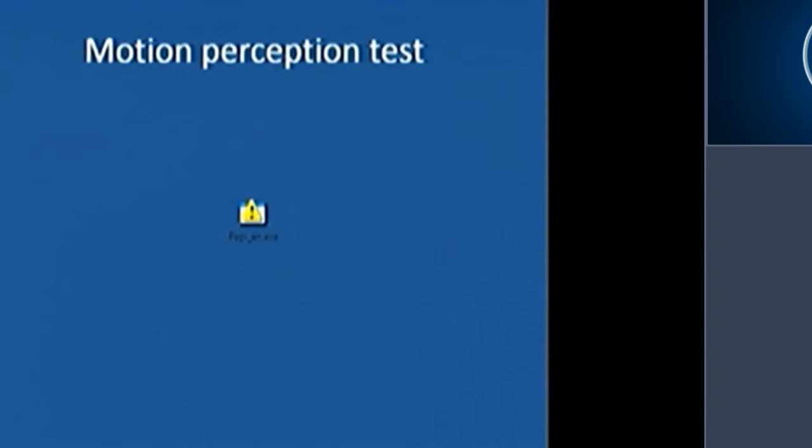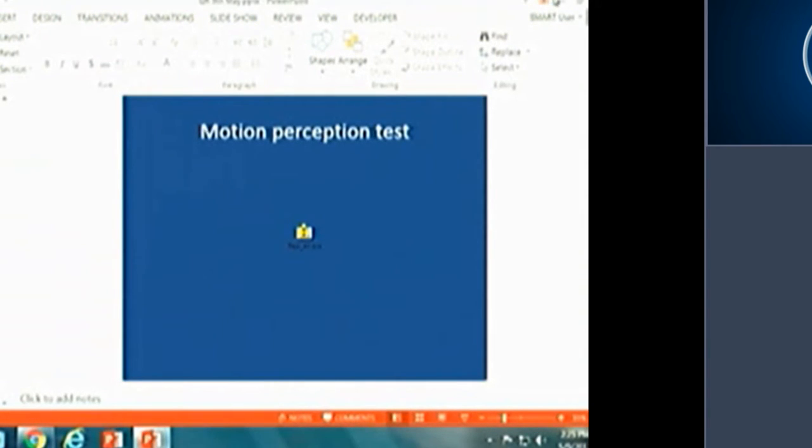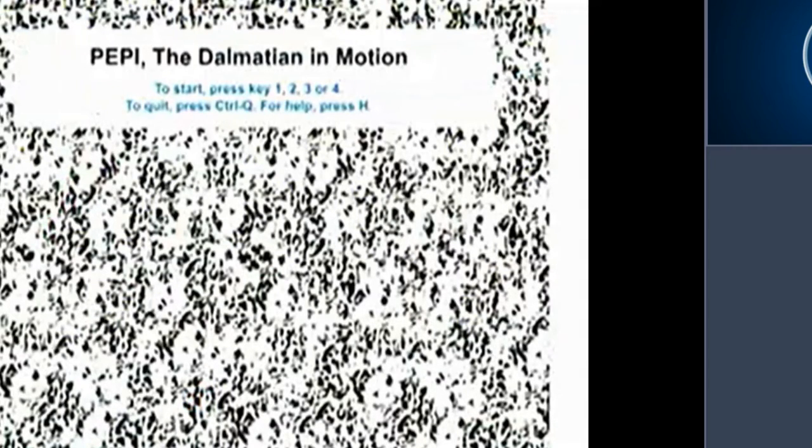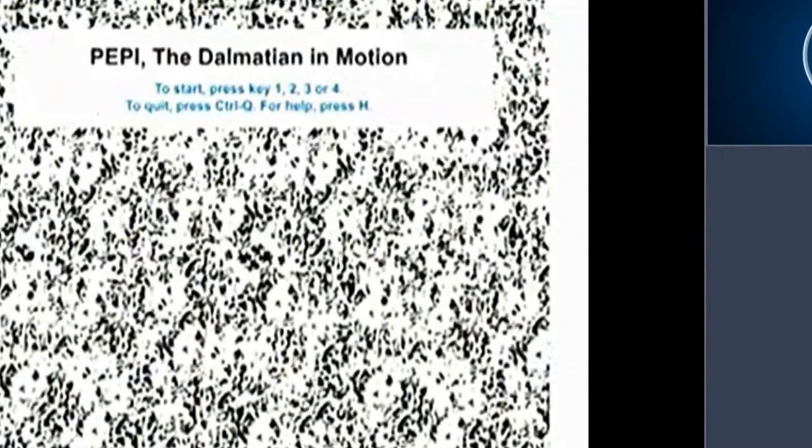One test which we usually are not aware of is motion perception. We do the visual acuity test very well, a child performs, but he has problems in mobility, and when we tested this, we found something unusual: the child cannot perceive motion. This is a computer test which we do, and if the child immediately shouts "dog", that means he can see the dog, and his motion perception is normal.